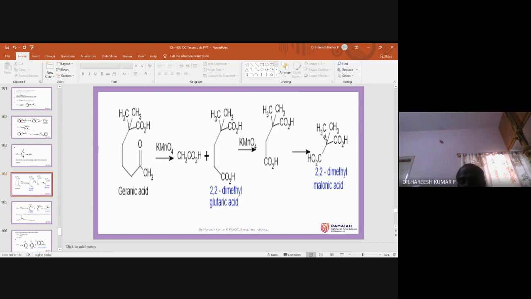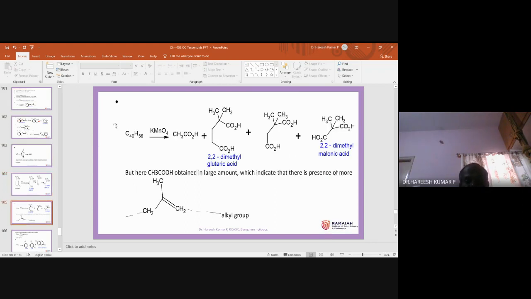What does it indicate? It indicates that there is a gem dimethyl group present in carotenoids. And these are the products, glutaric acid, succinic acid, and malonic acid, obtained on oxidation of geranic acid. Now beta carotene itself, this is beta carotene, is subjected to KMnO4. Here also there is a formation of acetic acid in addition to dimethyl glutaric acid, dimethyl succinic acid, and dimethyl malonic acid. And what is the difference between here and there?